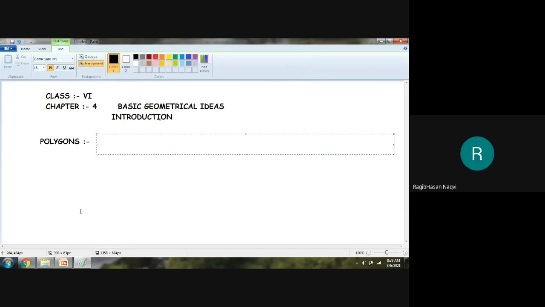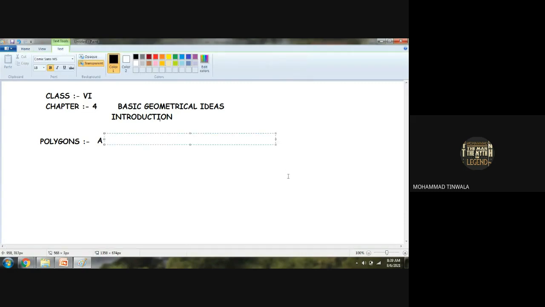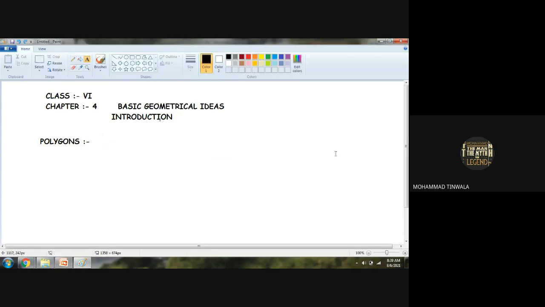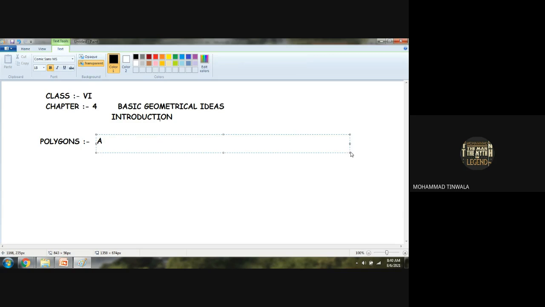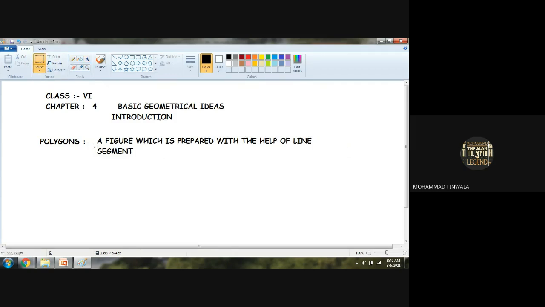A plane figure, sir. Polygon is a figure, in simple language I am explaining, which is prepared or formed with the help of line segments. A figure which is formed or prepared with the help of line segments is known as a polygon.